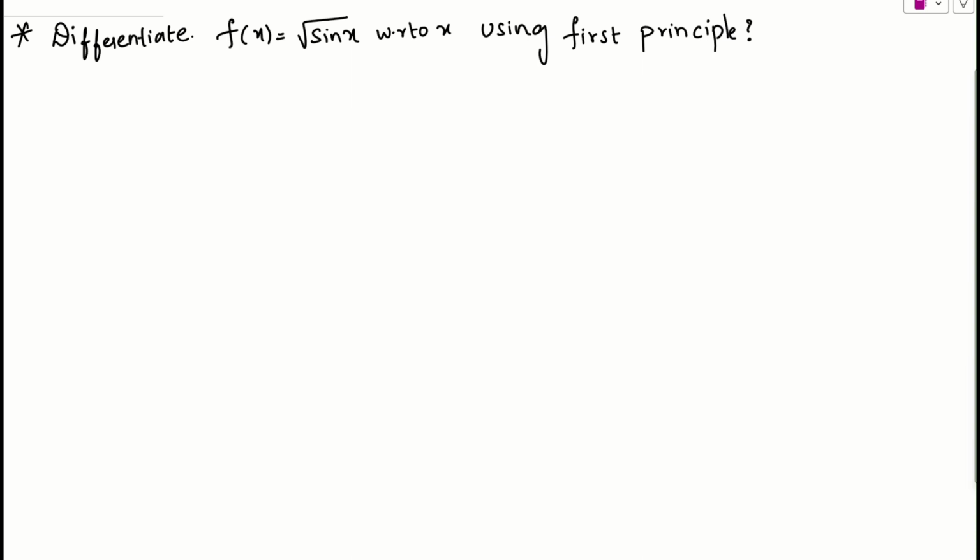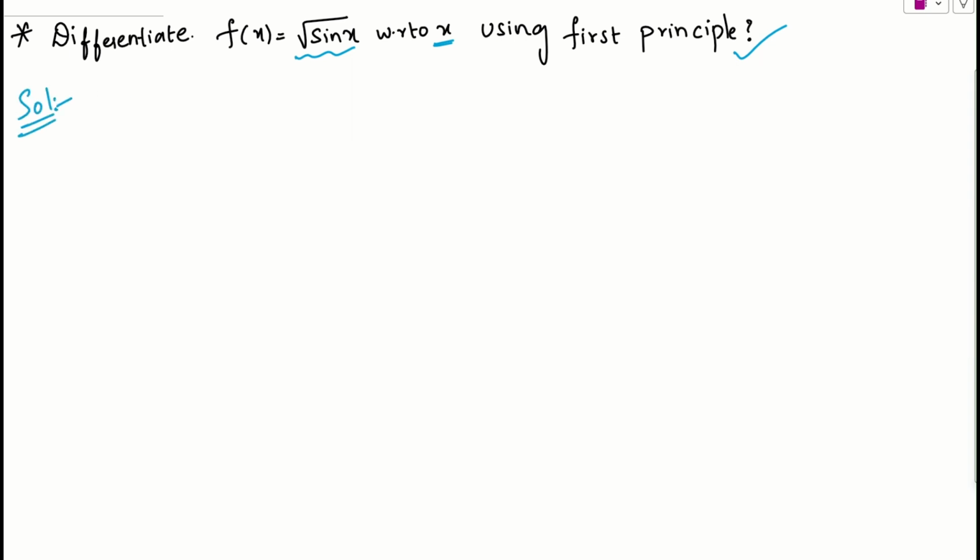Yeah, now let us see what the question is asking. They are asking us to differentiate f of x is equal to root of sine x with respect to x using first principle, right? This can be done easily, like the derivative of root of sine x, but specifically if they ask with the help of first principle, let us see how to do it.